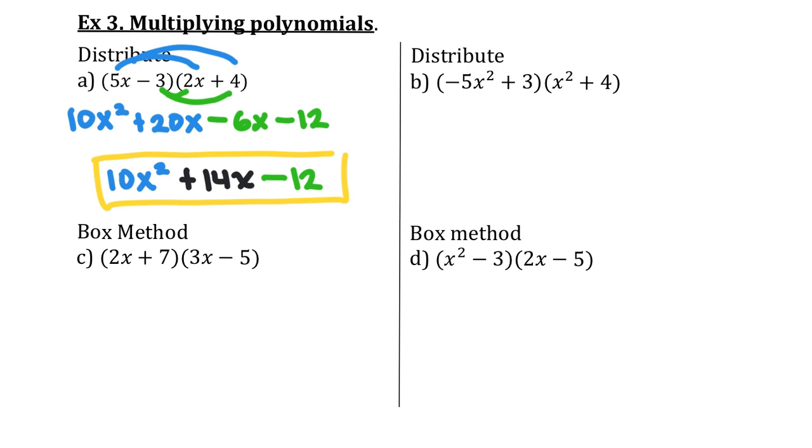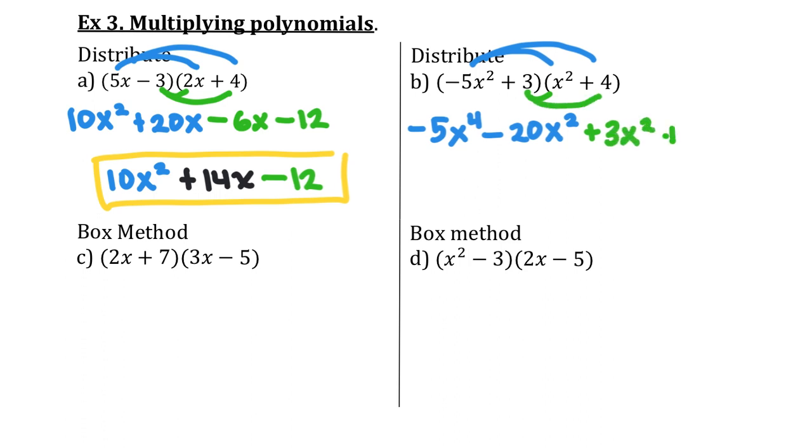Okay, let's try the next one. Distributing. Negative 5x squared times x squared is negative 5. X squared times x squared, I add the exponents and I get x to the fourth. Minus 20x squared plus 3x squared. 3 times 4, 12.